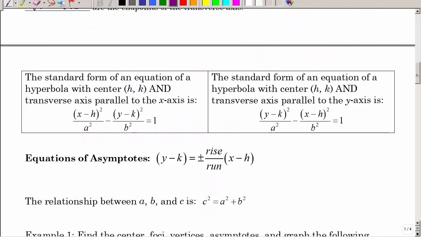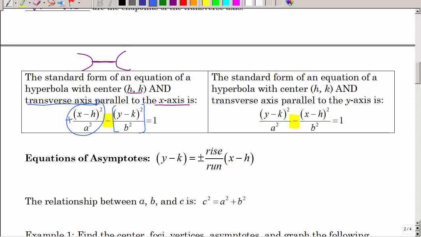We have equations, one where we have a transverse axis parallel to the x-axis, meaning the branches run horizontally. We have an h and k, which is the center, so that stays the same. Look at this formula. It looks exactly the same as the ellipse, except now we have minus signs instead of plus signs. So subtraction is not commutative. Order does matter. So this is the positive value, this is the negative value. Whatever is the positive one, that's going to be your transverse axis, or what's parallel to it.